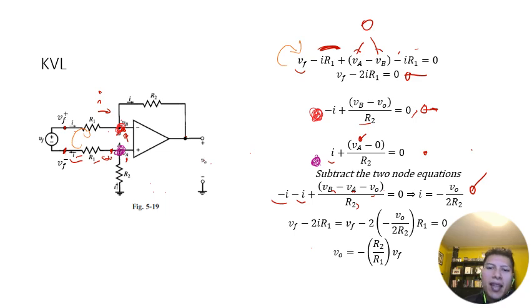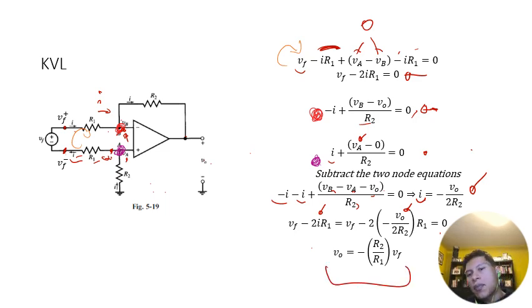So finally, I can plug this in. Now I can use this I and plug it in here, which is what I did right there. And now, of course, the negative 2's cancel, and then you get a ratio of R2 over R1. And then when you move VF to the other side and multiply it out, you end up with this as being the gain.